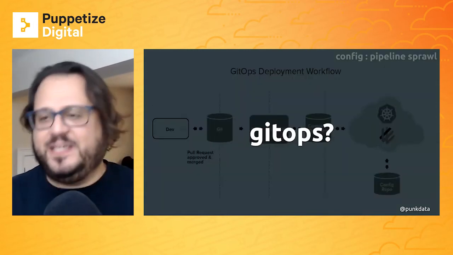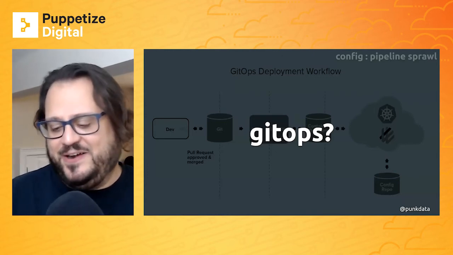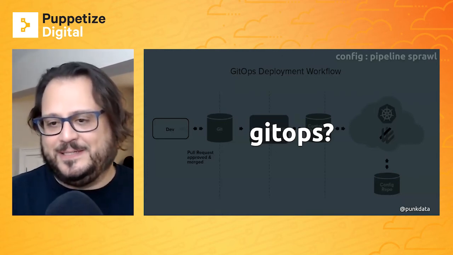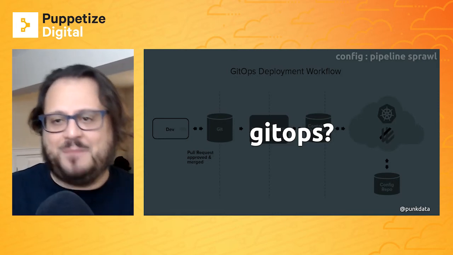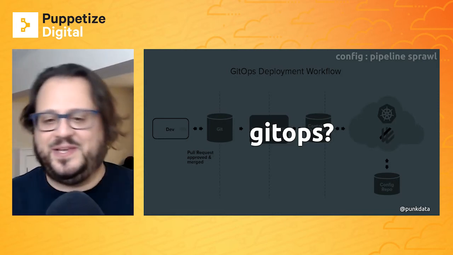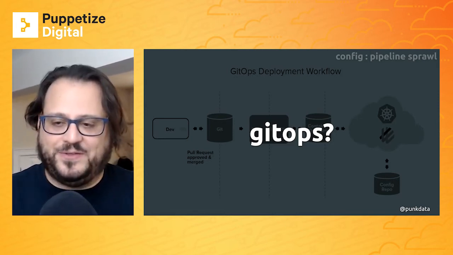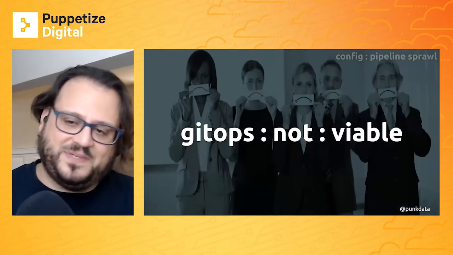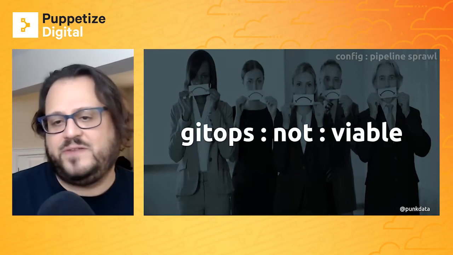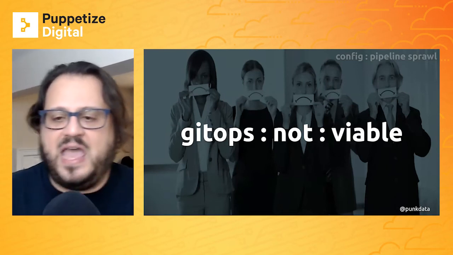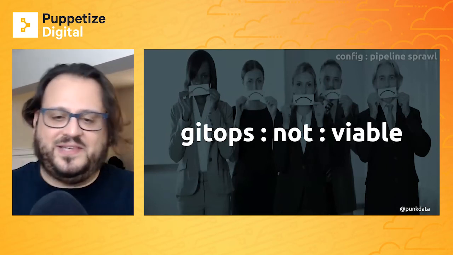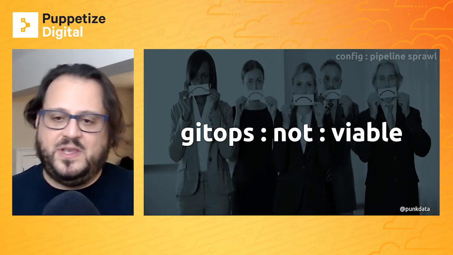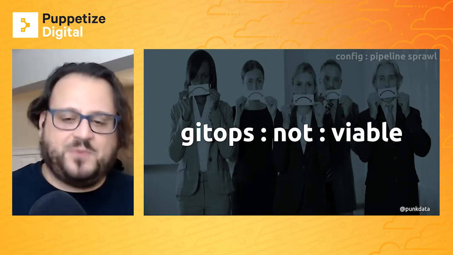And occasionally, in speaking with folks, I hear the solution could be GitOps, right? And then after looking into it, looking at the GitOps concept, I found that GitOps is not really a viable solution, right? There's elements to it that could help, but it's not really an end-to-end all-in-one solution to solve this pipeline sprawl that I'm talking about.